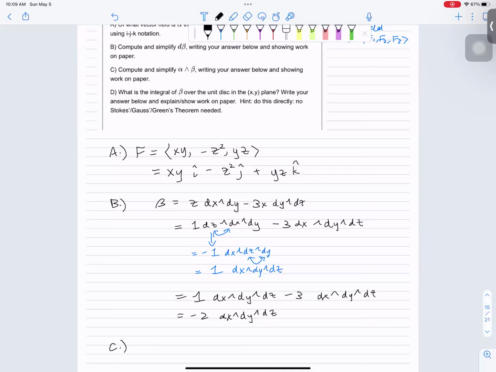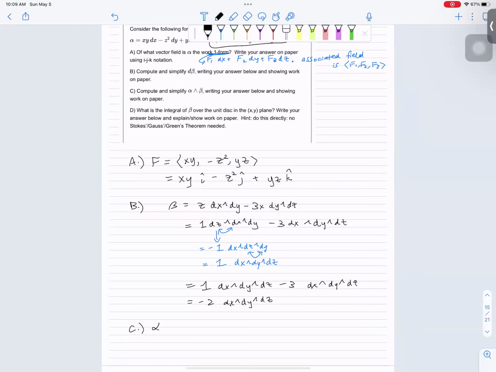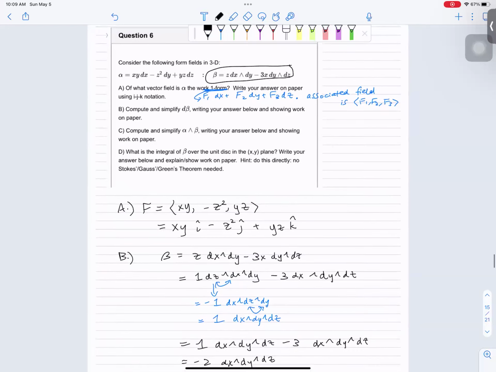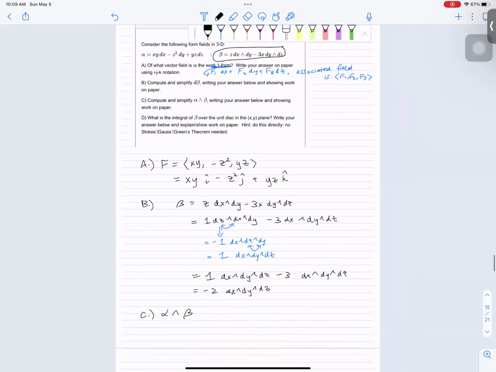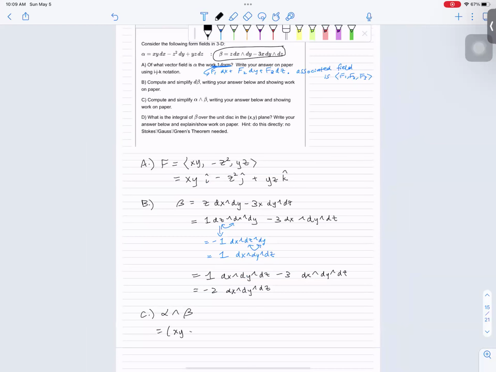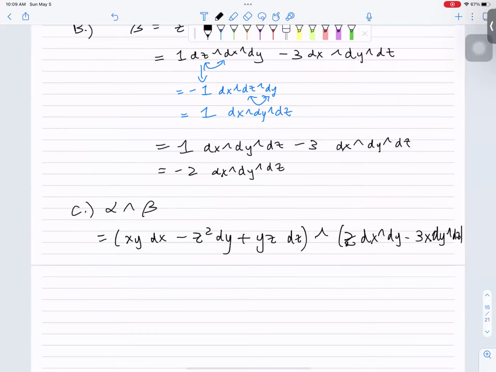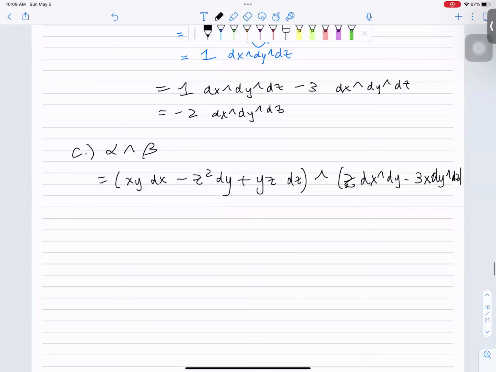Okay, and part C, compute and simplify alpha wedge beta. What is alpha? Alpha is xy dx minus z squared dy. So I'm just copying what alpha is, and I'm copying what beta is, so that I can see it. Dy wedge dz. Okay. How do I wedge things together?